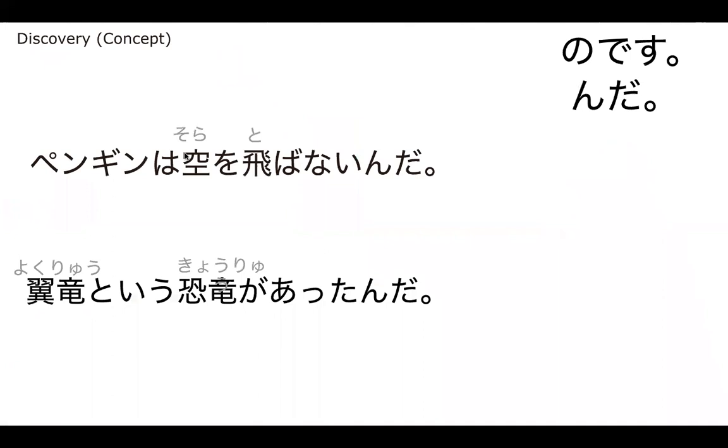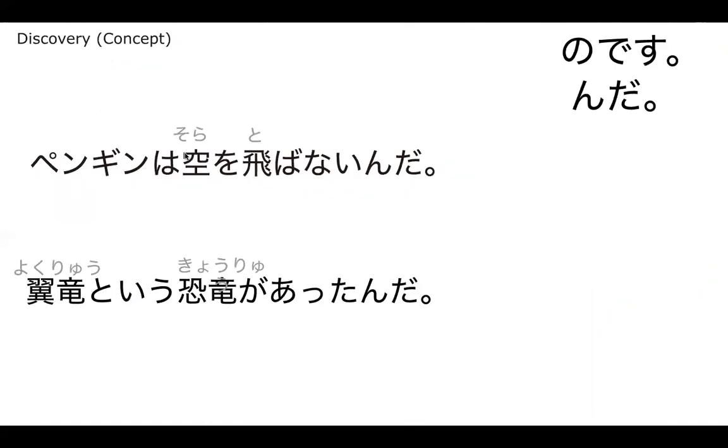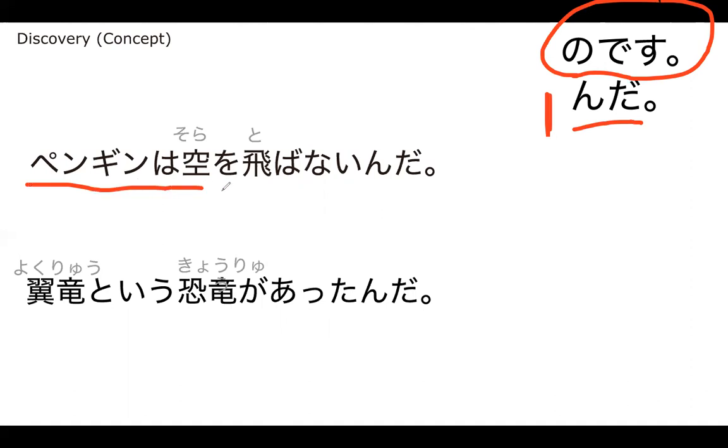So now we're looking at this ending of words, which is nda. And this is casual. Someone speaks casually when they use nda. The polite form is noda, in case you were wondering, but we're just focusing on nda. For example, penguin wa sora wo tobanai nda.